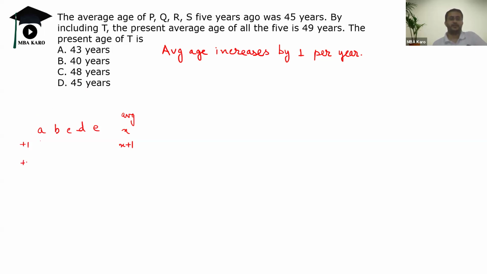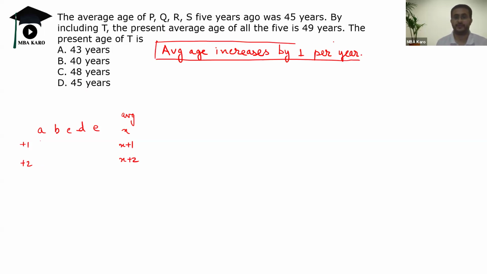Similarly, after 2 years, all ages will increase by 2, so this will become x plus 2. So keep this in mind: average age increases by 1 per year, no matter the number of people. That is why we discussed that property before, right? It seemed to be a very naive property. You must have thought, why are we studying this property? It was for this reason, that average age increases by 1 per year. So we need to keep this in mind.